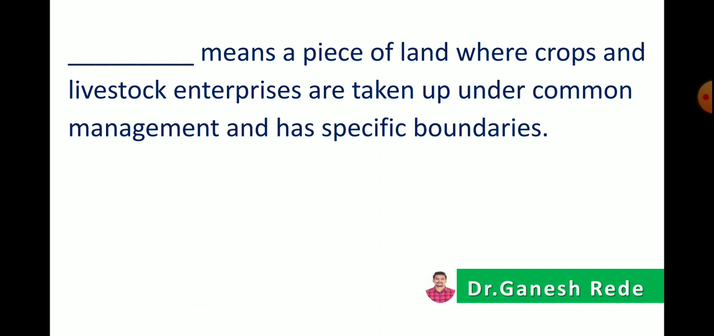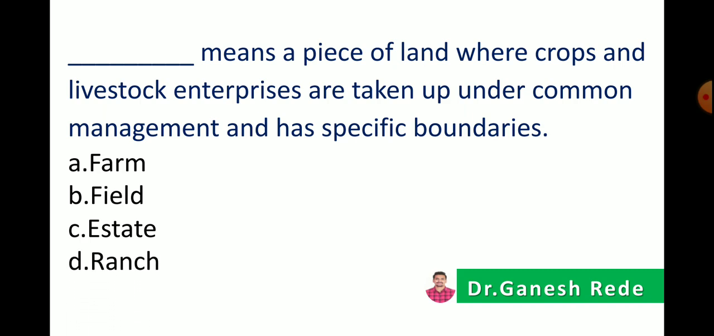Then next is dash dash means a piece of land where crops and livestock enterprises are taken up under common management and has specific boundaries. Option A, farm; option B, field; option C, estate; or option D, ranch. Correct answer is farm. Farm means a piece of land where crop and livestock enterprises are taken up under common management and has specific boundaries.